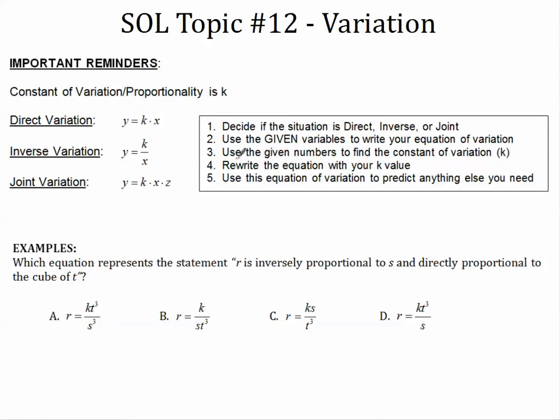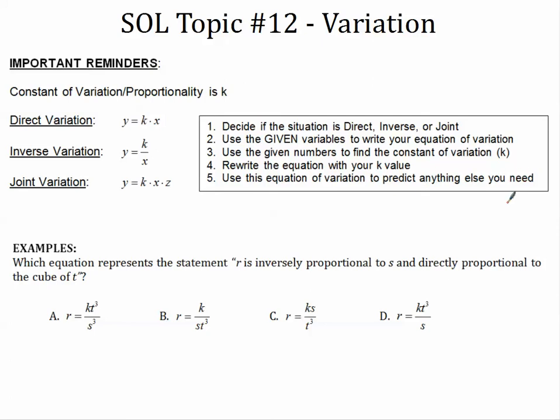Number three, let's use the given numbers to find the constant of variation, that value of k. That's always what you want to find first, really. That's that magic mystery number. Once we have k, let's do number four, rewrite the equation with that number in place of the k. Sometimes we're finished by then, but sometimes they need to predict. Number five, we'll use this equation of variation and we will predict whatever else we need from the problem.